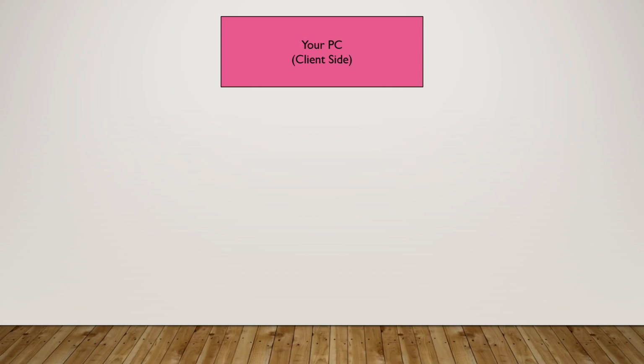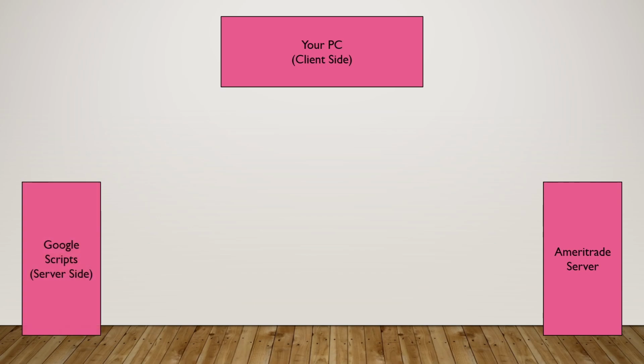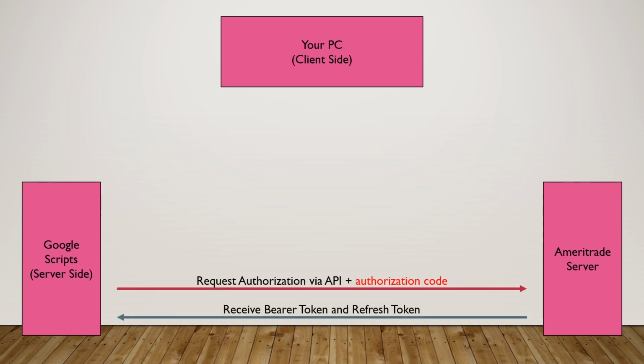Now here you are on your PC, and you are the client, so that's called the client side. There's the Ameritrade server, and now there's another aspect to deal with, and that's called the Google Scripts server side. Okay, so the scripts can access the Ameritrade server programmatically. If it has the authorization code, it can obtain the bearer token and refresh token. But there needs to be a whole sign-in process.